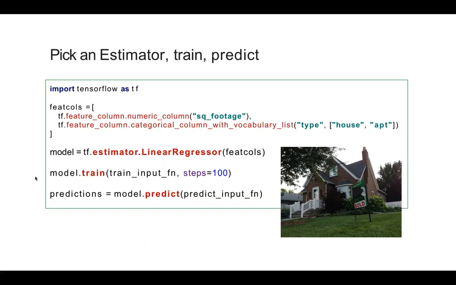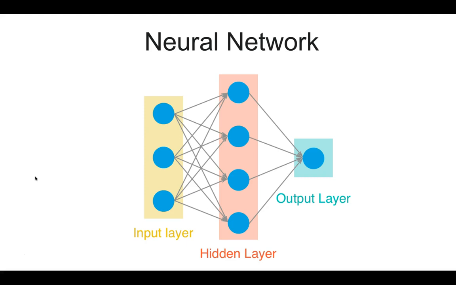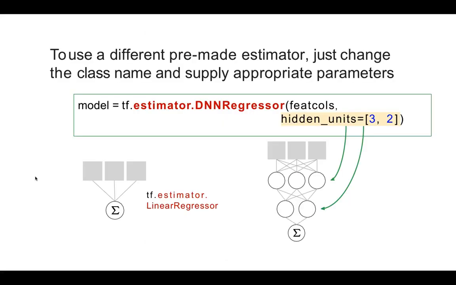So in the previous slide, we used tf.estimator.LinearRegressor. That is why we didn't need to pass any required arguments. Whereas in DNNRegressor, we have to pass the hidden units. So the hidden units are.